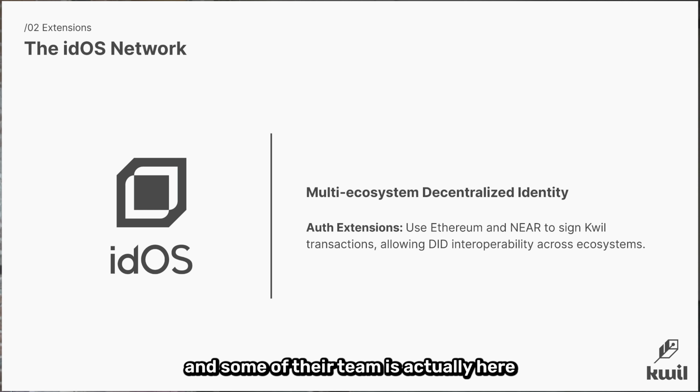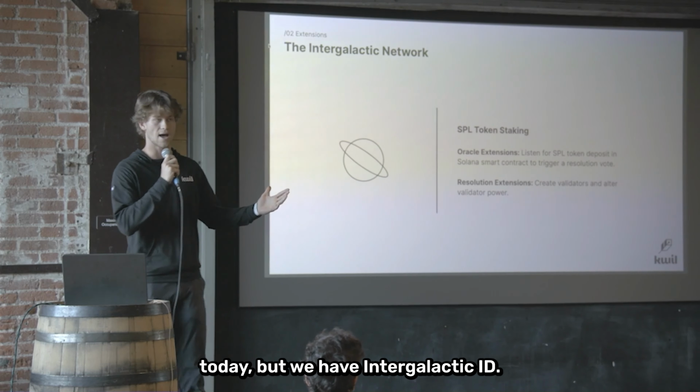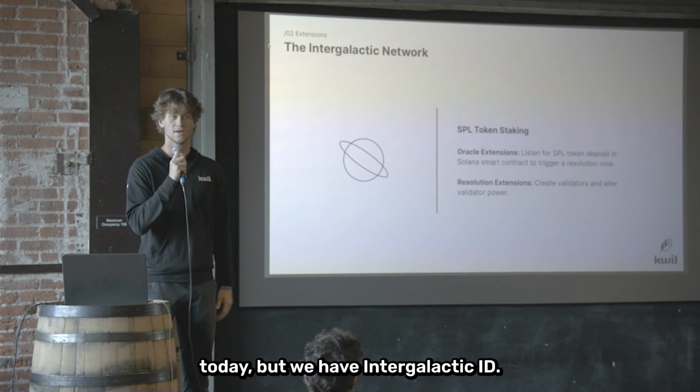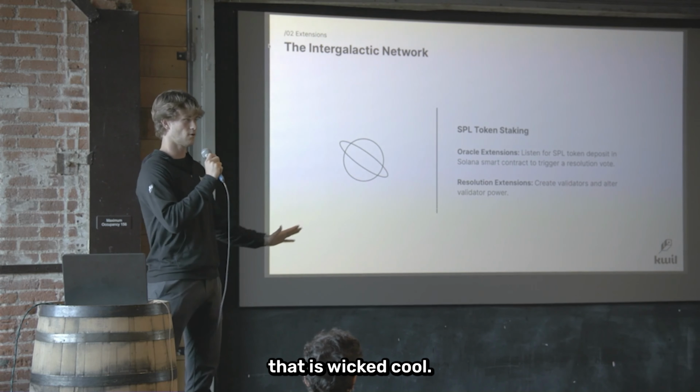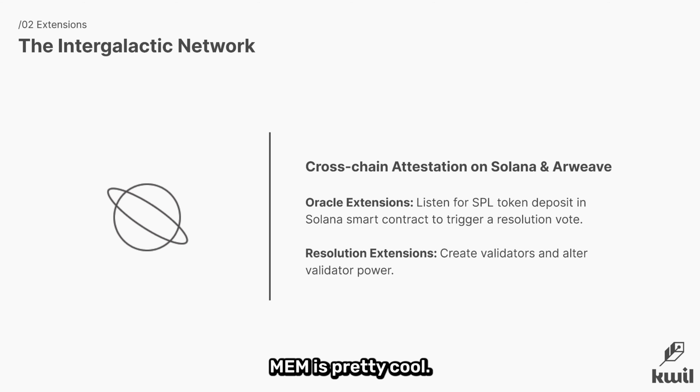And then finally, and some of their team is actually here today, we have Intergalactic ID. They're building something that is wicked cool. And so shout out to the MEM team. Yeah, MEM is pretty cool, I would recommend checking it out. But what they are building for Intergalactic is a stake system based on SPL. So SPL is Solana's token standard. You can think of it like their equivalent of ERC20.